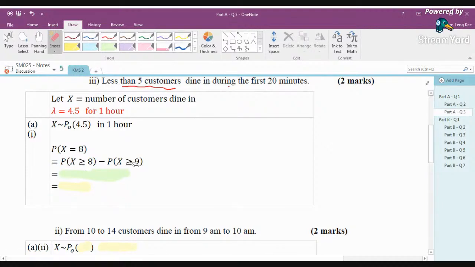Go on. Continue. Based on the statistical table, I find out that my P of X greater than or equal to 8 and greater than or equal to 9 are as follows, for the case of lambda as 4.5. Use our calculator to subtract, and I have my answer as 0.0463.